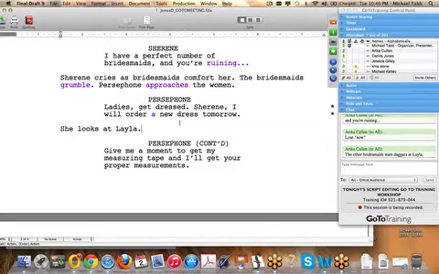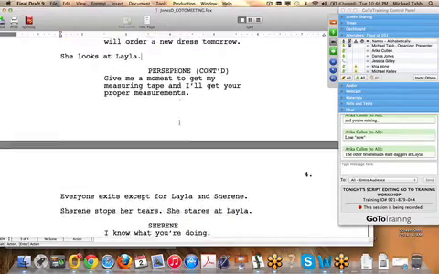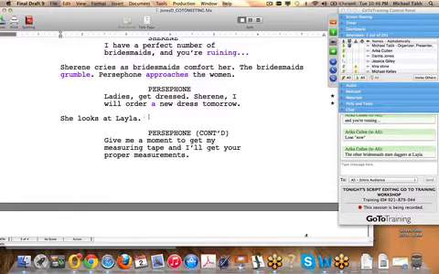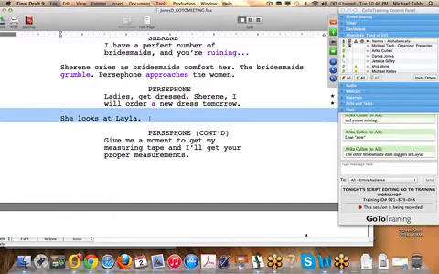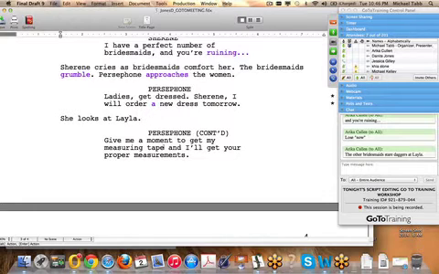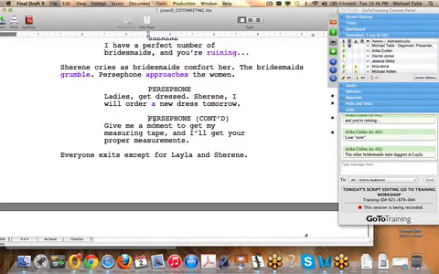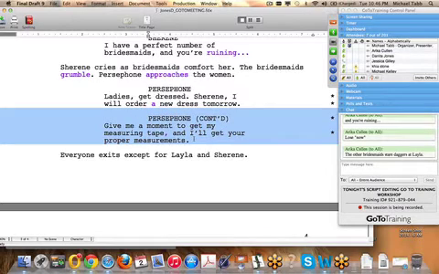And that was as far as I got with my pre-markings. Okay, we don't have much more to go. She looks at Layla. You don't need somebody looking at somebody. Okay. This is a compound sentence. "My measuring tape, and I'll get you." Again, this isn't important. Okay.